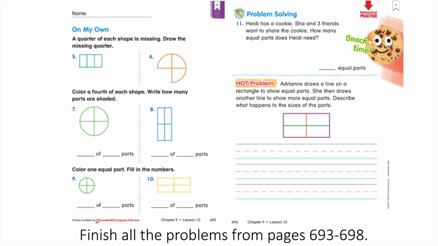All right, mathematicians, on your own, I want you to finish all the problems from pages 693 to 698. Go ahead and send me a message when you are done.